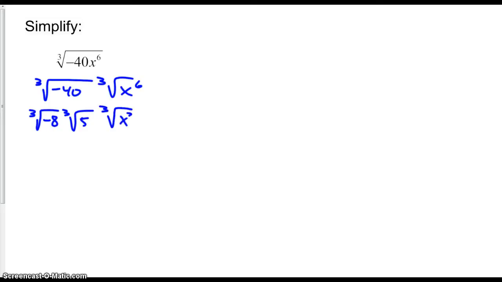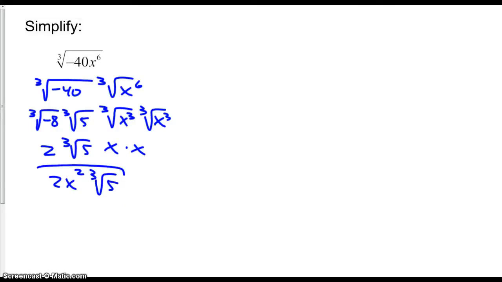Cube root of x cubed and another cube root of x cubed, right? Because x cubed times x cubed is x to the 6. We would add the exponents, right? So we've got 2 cube root of 5, that's an x, and that's another x. So I have 2x squared times the cube root of 5. I know it seems weird at first, but the more you practice this, the more comfortable it gets.